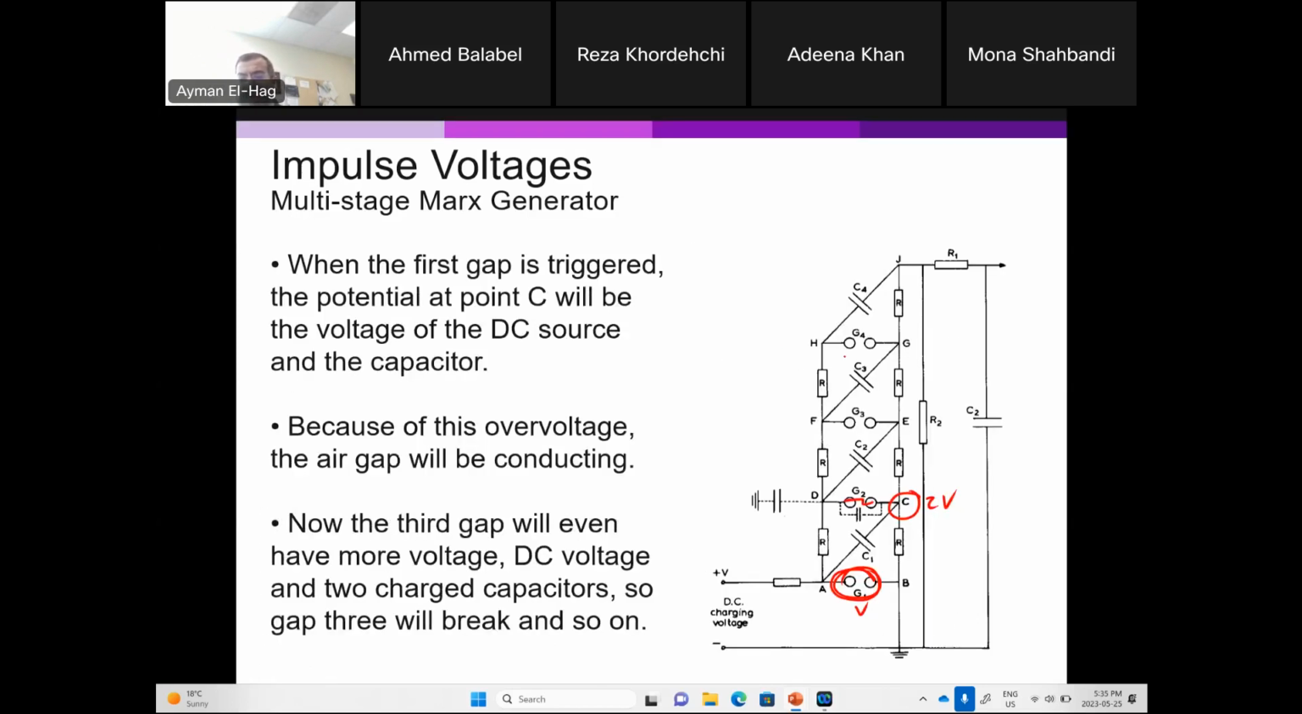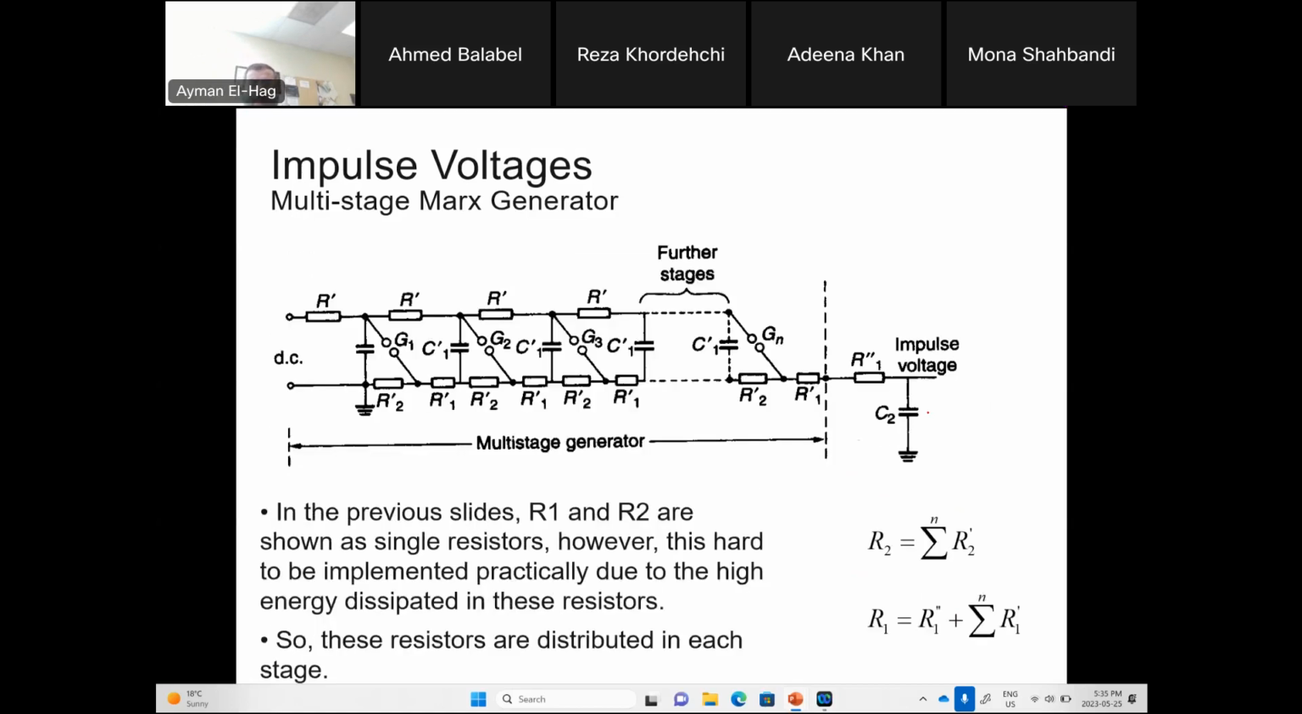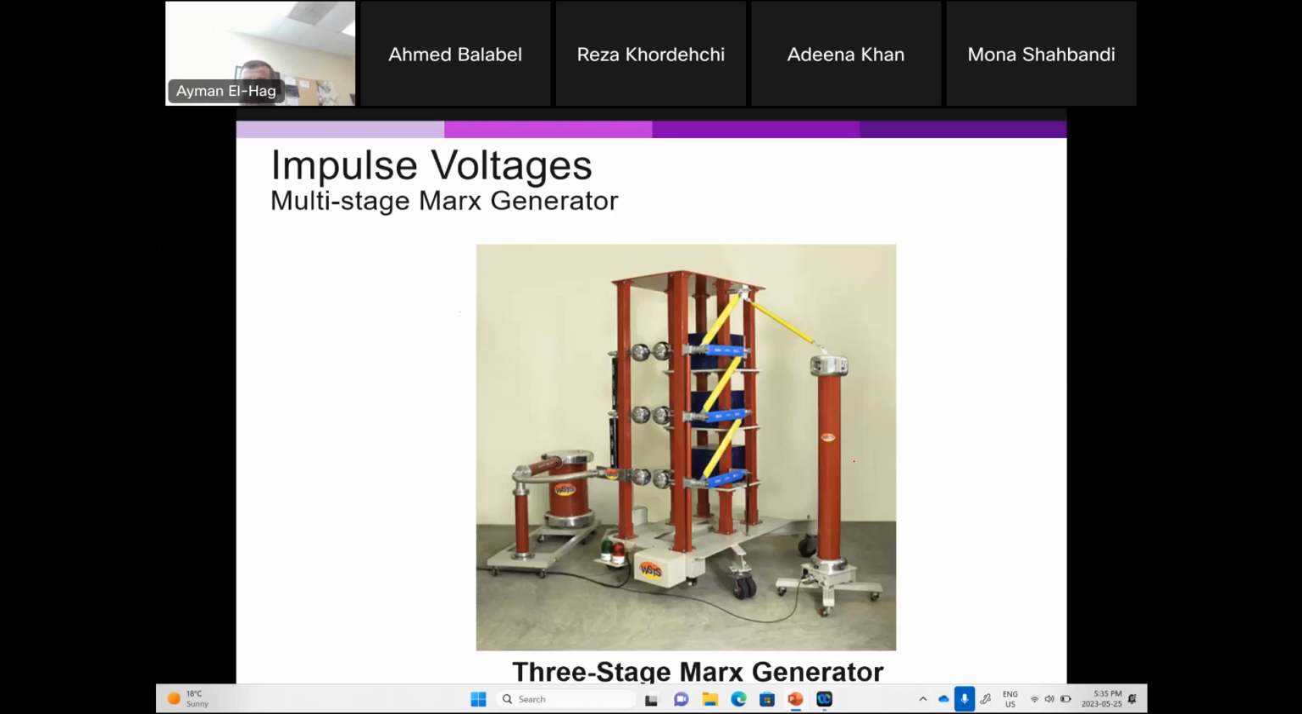Now, we don't have R1 and R2 as just one resistance. That's not practical. So what we do is distribute them. We have R1 and R2 instead of one bulk resistance as a summation of those resistors. So this is your R1 and this is your R2 as well. This is how the impulse generator looks. This is a 3-stage. These are the air gaps here. This is the one that starts the trigger. This is the high voltage DC that you charge them.